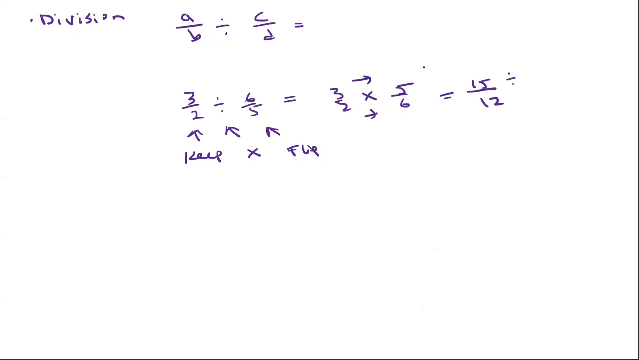And then again, I can reduce this, all right? So I can divide the top by 3 and the bottom by 3. So that's the greatest common factor between them. So 15 divided by 3 is 5. 12 divided by 3 is going to give me 4. So 3 over 2 divided by 6/5 is equal to 5/4.